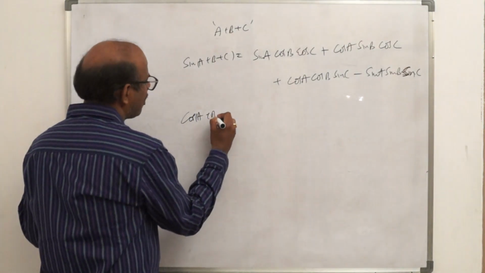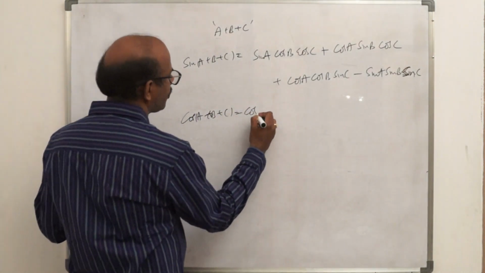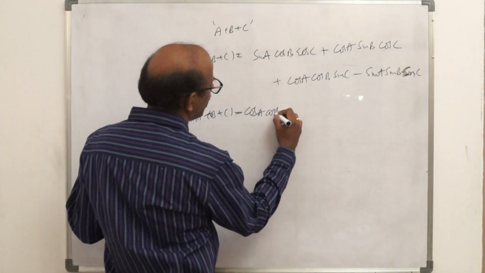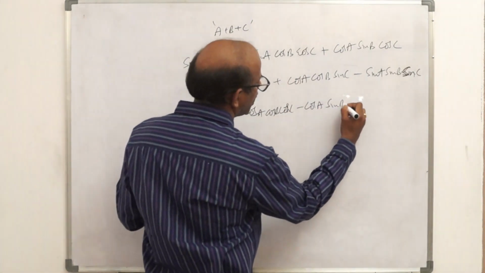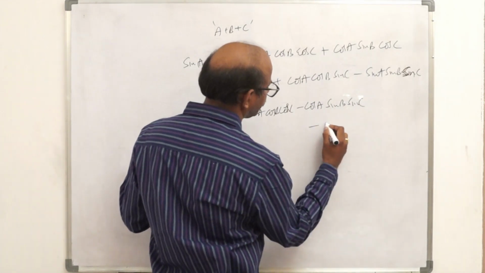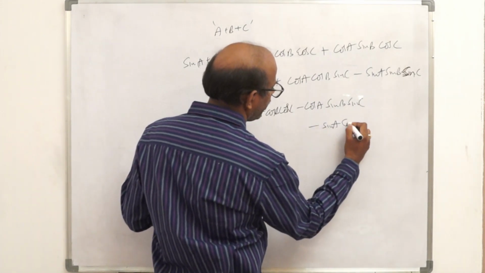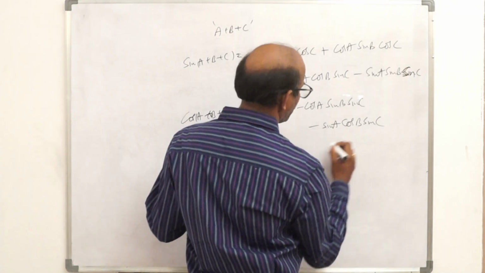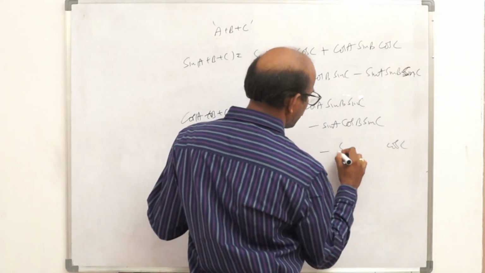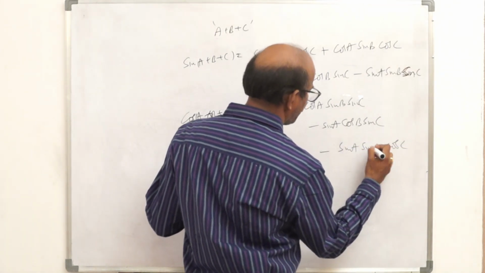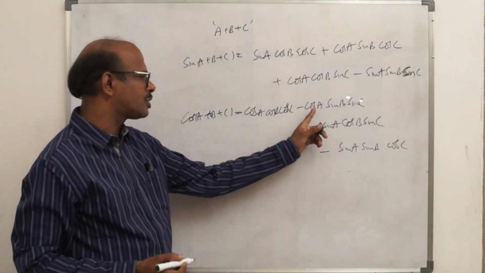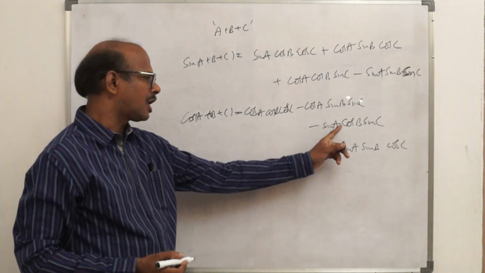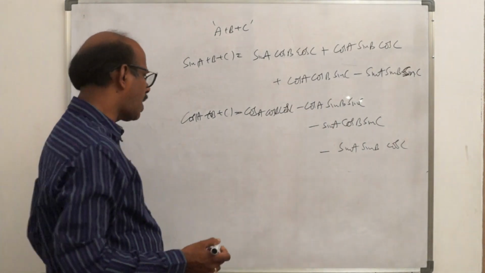Now, cos of A plus B plus C is cos A cos B cos C minus cos A sin B sin C, minus cos B sin A sin C, minus cos C sin A sin B. That is, cos A cos B cos C minus: first place cos, remaining two sin; second place cos, remaining two sin; third place.